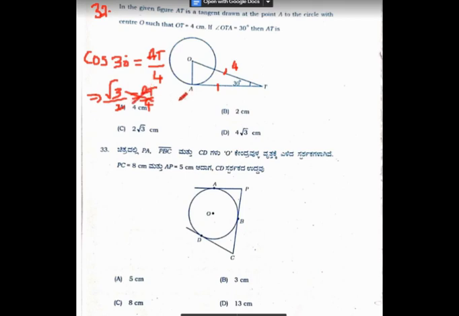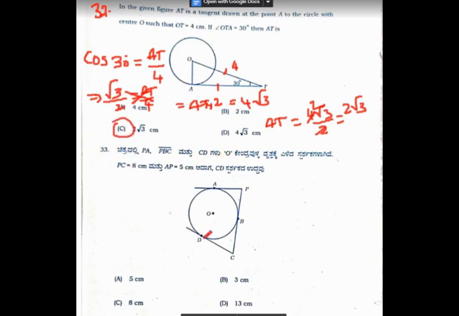We'll do basic cross multiplication. AT into 2 is AT into 2, and 4 into root 3 is 4 root 3. So I want AT, I am moving 2 to the other side of the equation, it will become division. 2 fours are 8... so AT is 2 root 3. So the correct option for this question is 2 root 3, C.